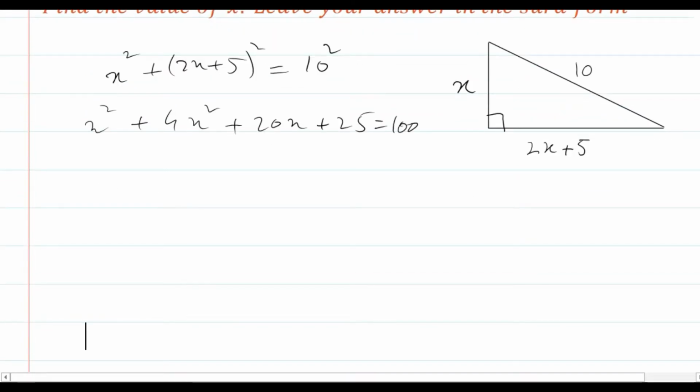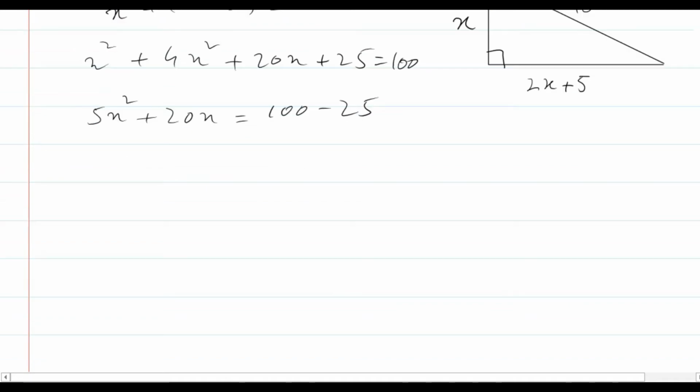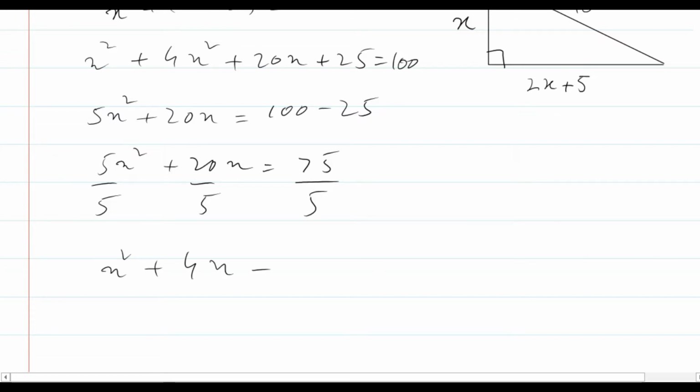It will become 5x square plus 20x equal to 100 minus 25. You can write 5x square plus 20x equals 75. Divide throughout by 5. You can get x square plus 4x equals 15.